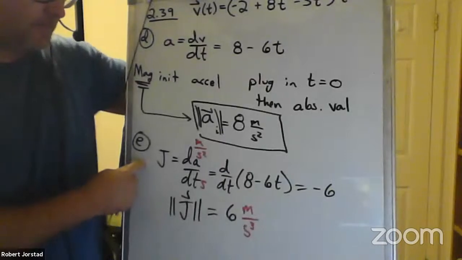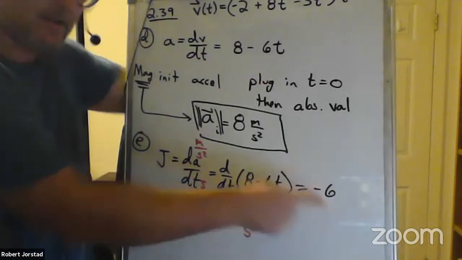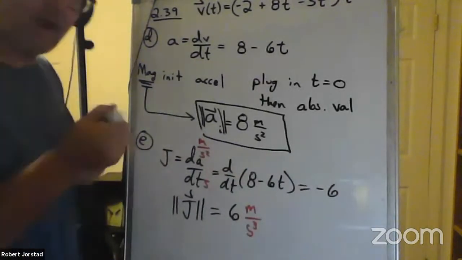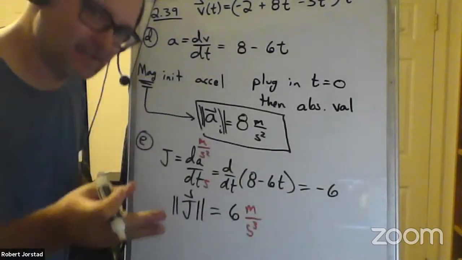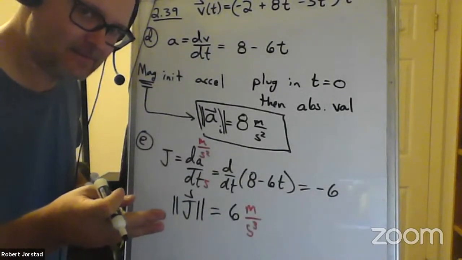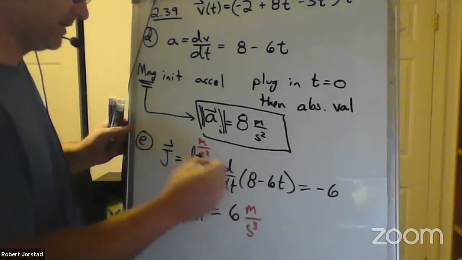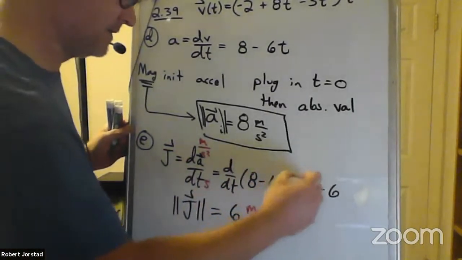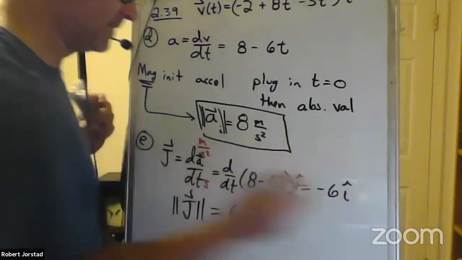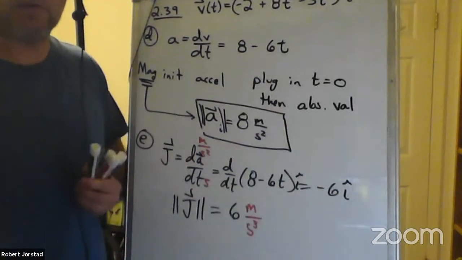Why wouldn't it be -6? The jerk is -6 in the I hat. Uh-huh. The question asked for the magnitude of it. Look back at the question. Let me get it in here. So if you look at the question, yeah, I got it now. Okay, cool. Yeah, thank you. All right.